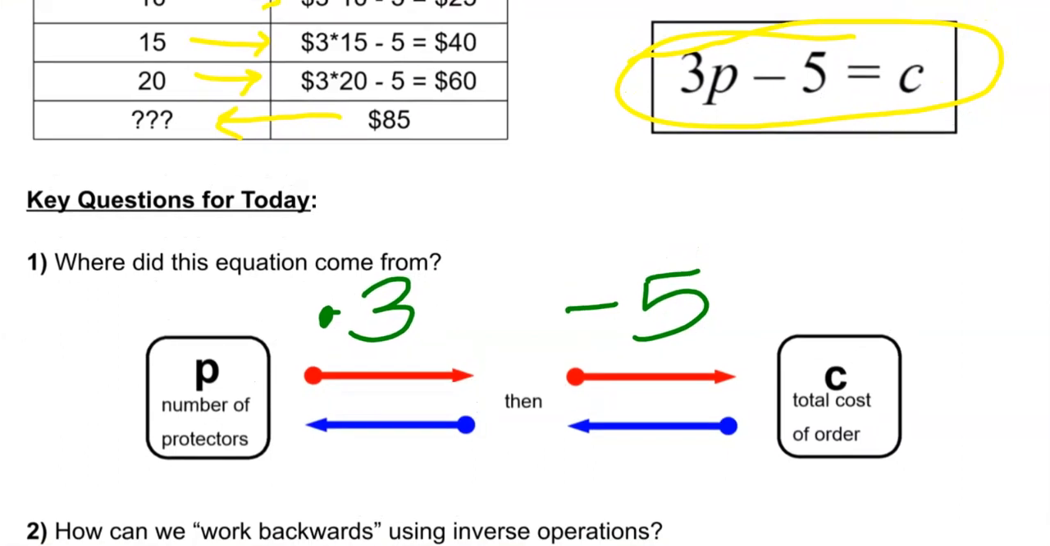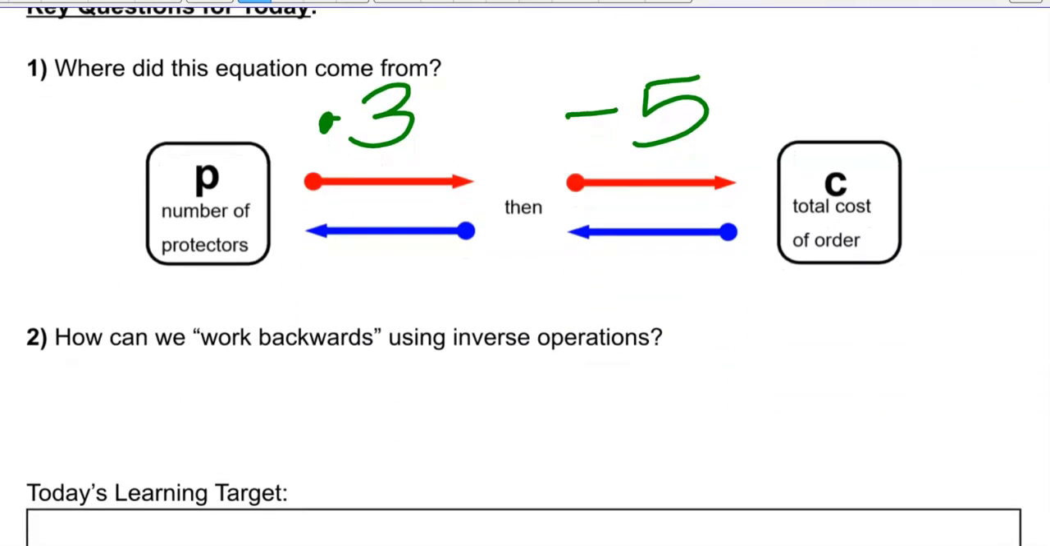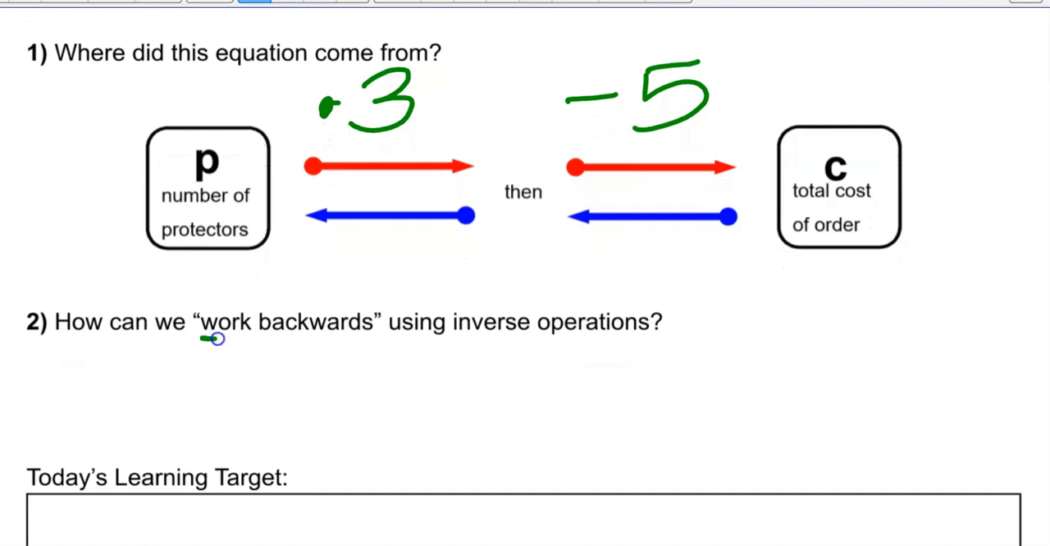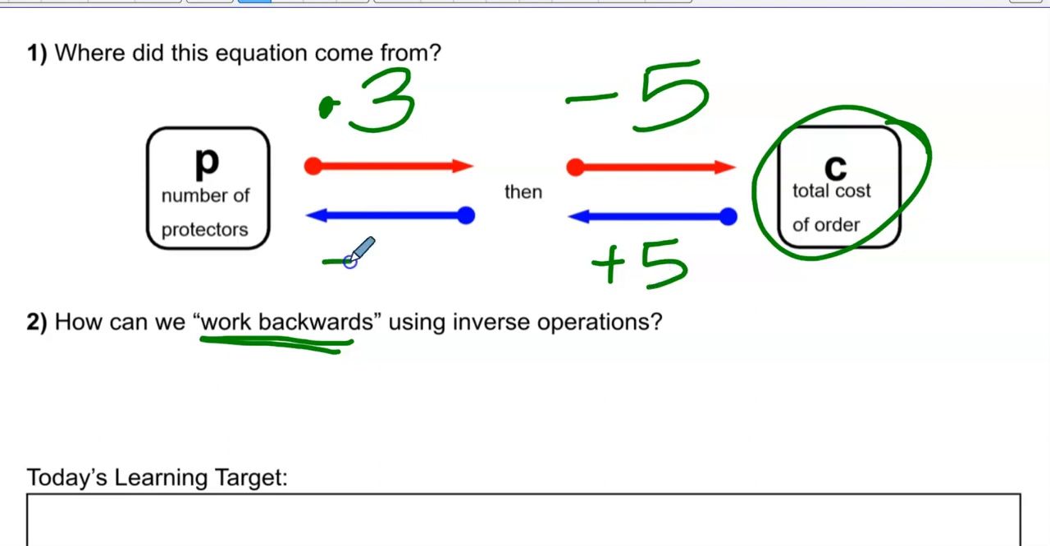So how we're going to work backwards from this using inverse operations, we are going to, starting with the cost now, do the opposite and in the opposite order. So we're going to start with this minus 5, which is going to become plus 5. Because we're working back towards the number of protectors, we need to add 5 back in. And then, after we add 5, instead of multiplying by 3, we are going to divide by 3.